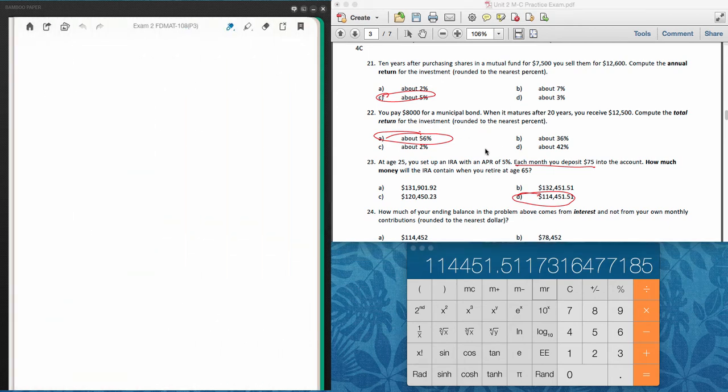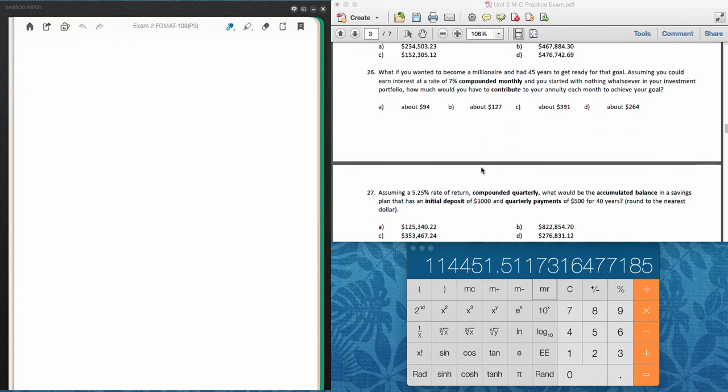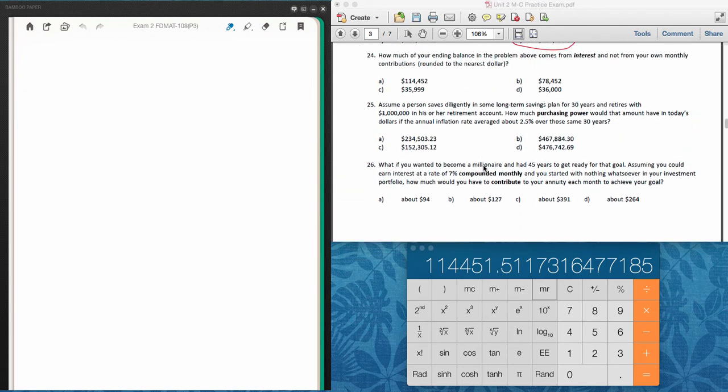24. So we'll go over here. Go up to 24. All right. So what we're going to do is how much of the ending balance in this problem above comes from interest and not from your own monthly contributions, okay? So that problem above, 23, is what we're using, okay?